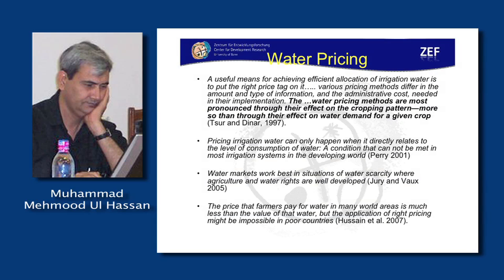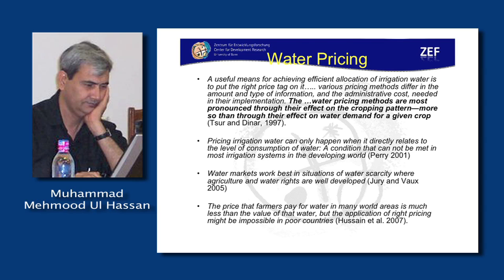On water pricing, all the literature I came across, apart from the World Bank, which also agrees, says that water pricing methods are creating more impacts on crop choice and cropping patterns rather than conserving water as such, even where these are implemented in irrigation. But they are the best proponents so far. Other research indicates, for example, Perry indicates, that pricing irrigation water can only happen when it directly relates to the level of consumption and when it can be measured. The conditions do not exist in many irrigation systems.